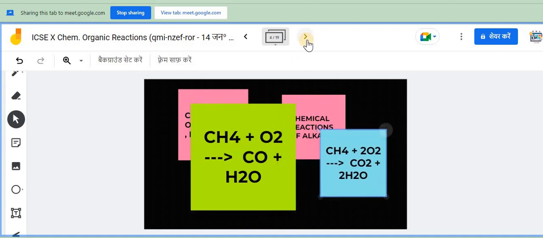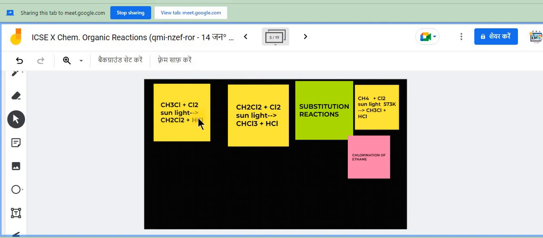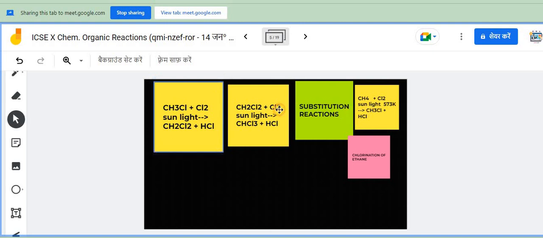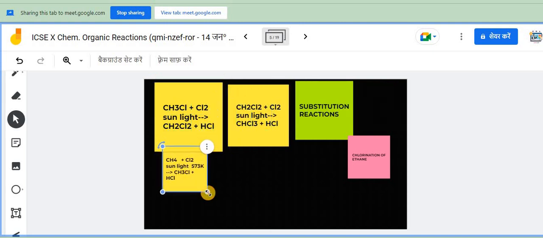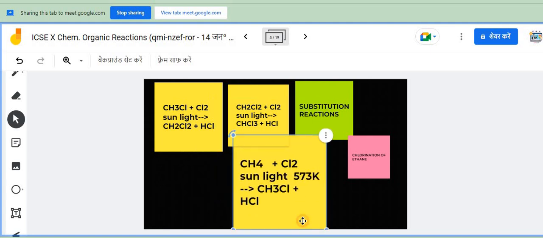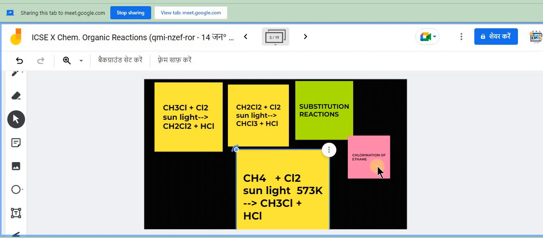Okay. Next, the substitution reactions. If you talk of substitution, first methane. If you write the reaction, methane with chlorination gives CH3Cl and HCl. Then if CH3Cl undergoes chlorination again, you will get CH2Cl2. If you do it again, to get CHCl3, and if you do it again, what would be the product? Can anyone tell?